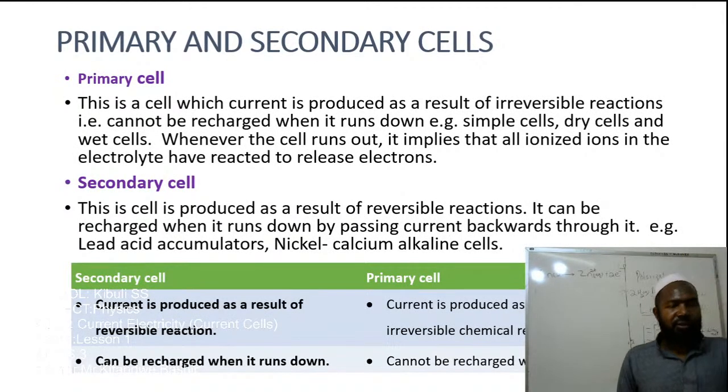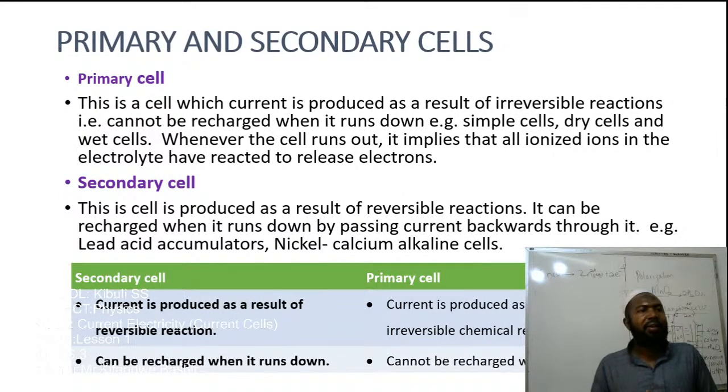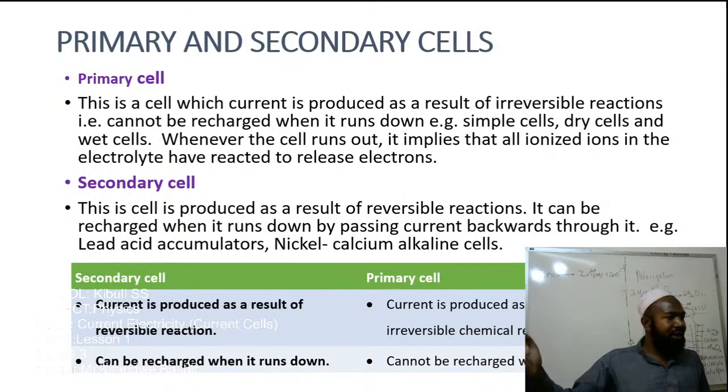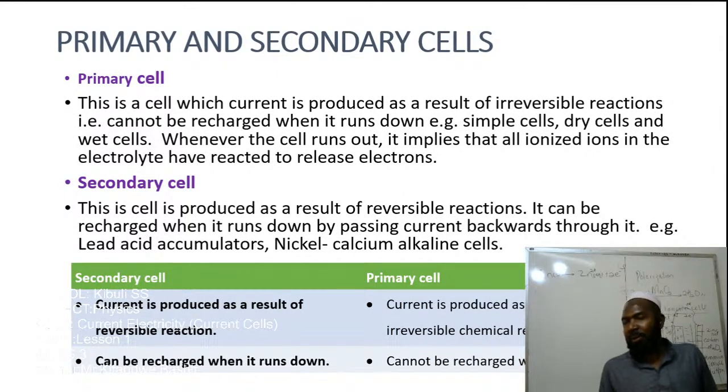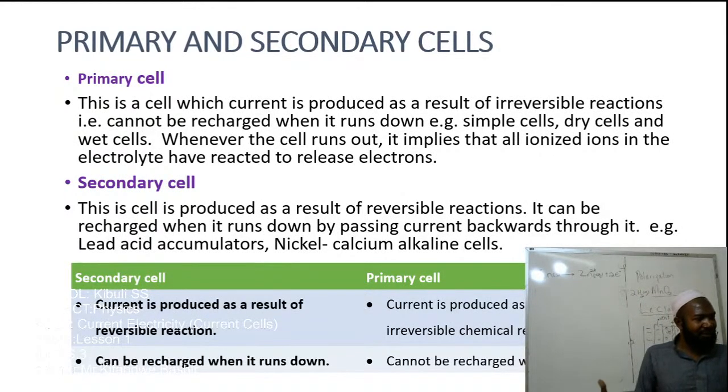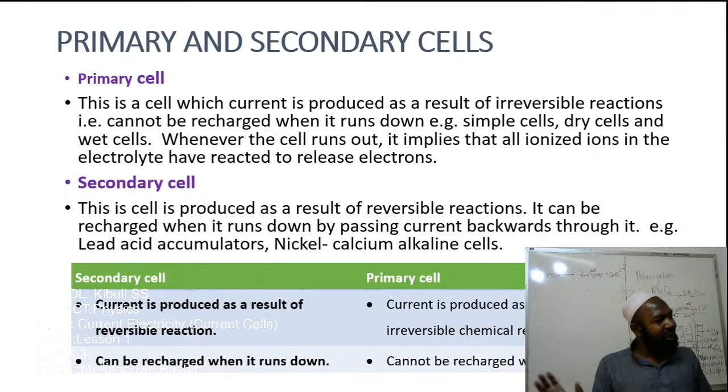And then secondary cells. These are cells produced by reversible chemical reaction. And due to the fact that they are reversible chemical reactions, we can recharge them. When the battery runs out, you go to the battery charger and then you recharge. But these days, even battery charging is becoming of almost no use, because most vehicles have capacitors. So, when the vehicle is moving, the battery is recharging. As long as the vehicle is moving, you don't need to recharge. It recharges itself.